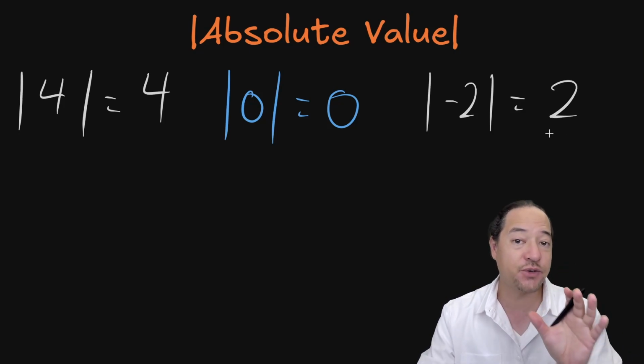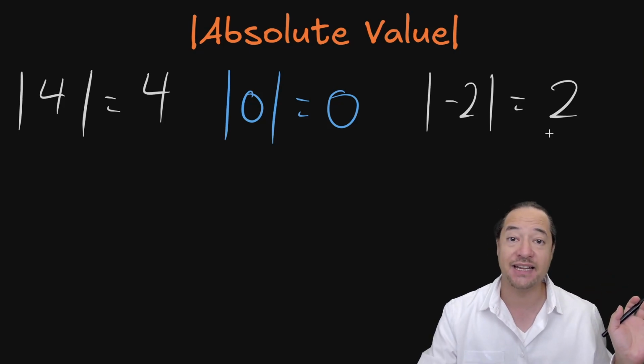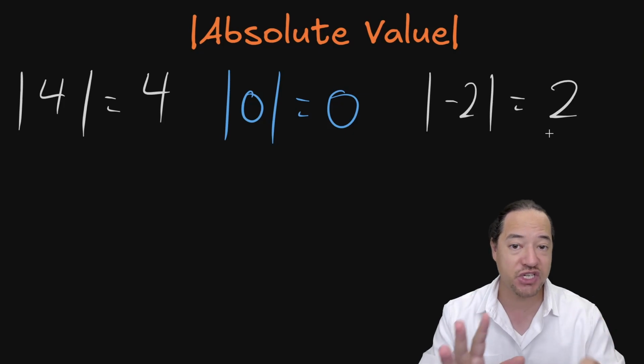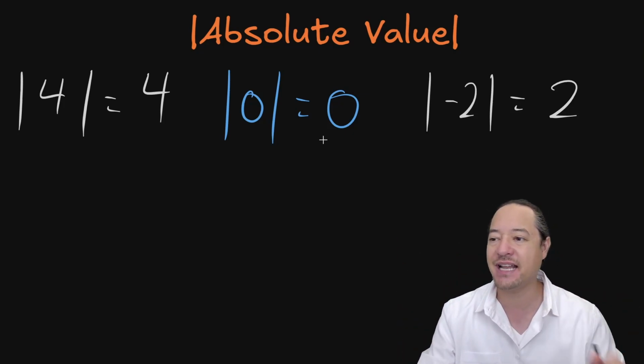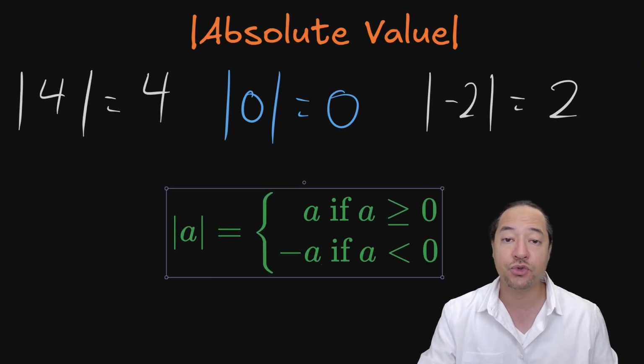What absolute value does is it essentially throws away the negative sign. Okay, so if you have a negative sign in that original value or expression, well, you get rid of it, and then you have the absolute value. Okay, so it's not too hard. It's fairly straightforward. Here's sort of the general rule for it, right?